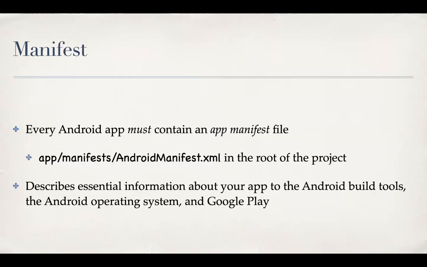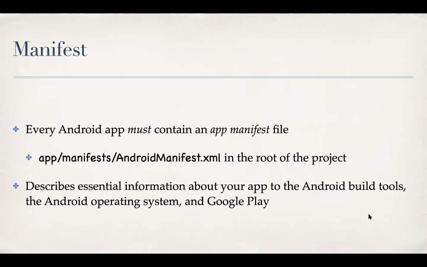All right. Finally, we'll talk about the manifest file, which is a way of describing certain essential information about the app, which is used by Android build tools when your app is being built, as well as the operating system when it's run, and also Google Play services when the app is installed on the device. So every Android app project must have an app manifest file. It must be at this exact location, app, manifests, and it must have the exact same name. It must be AndroidManifest.xml with appropriate capitalization.